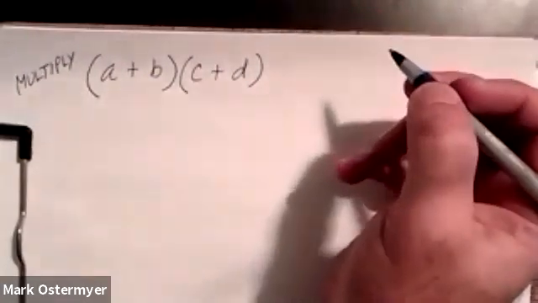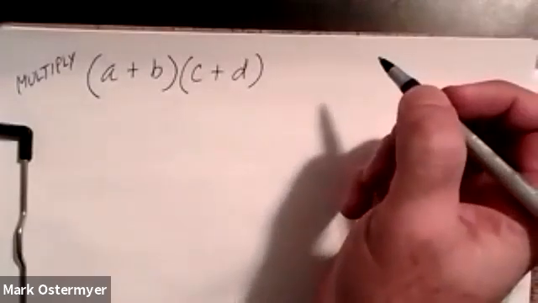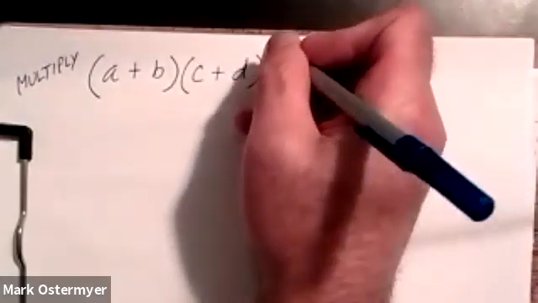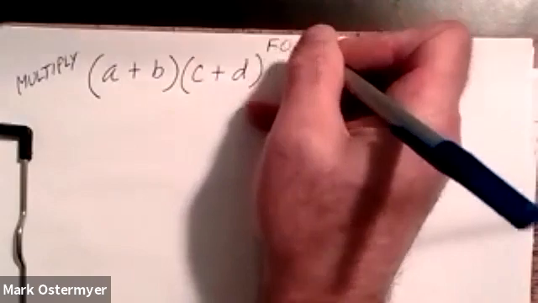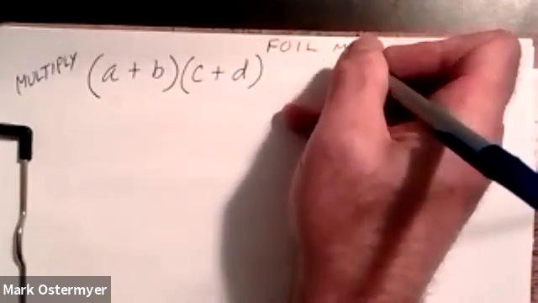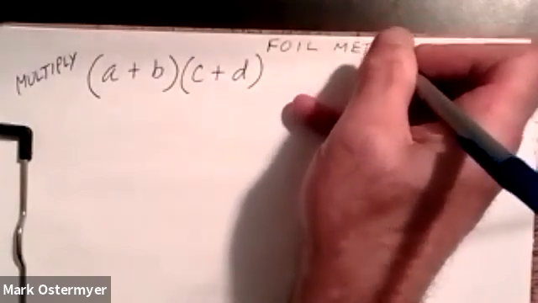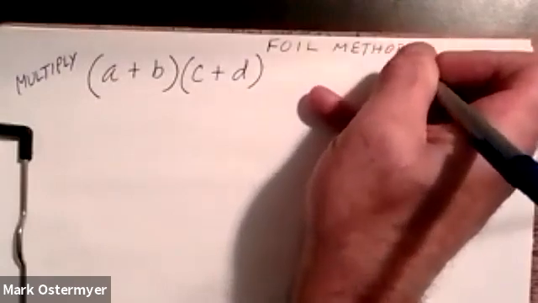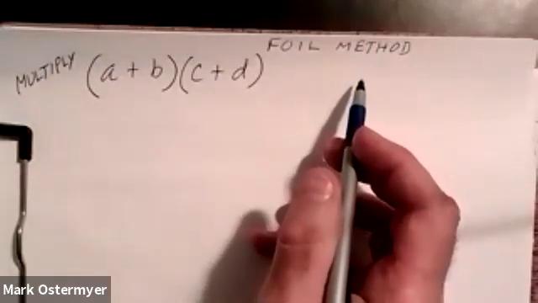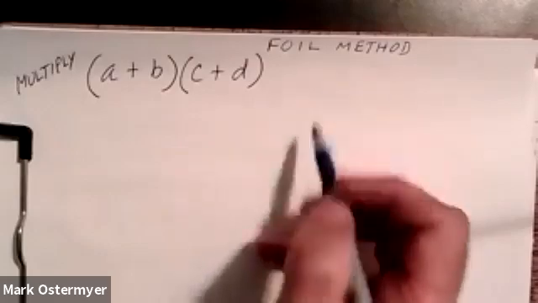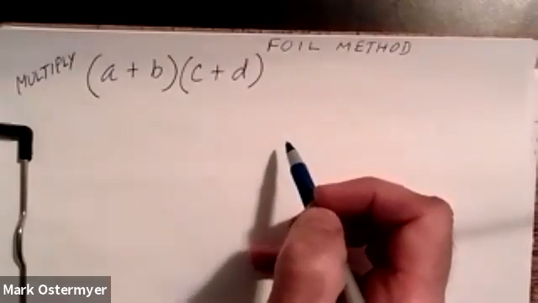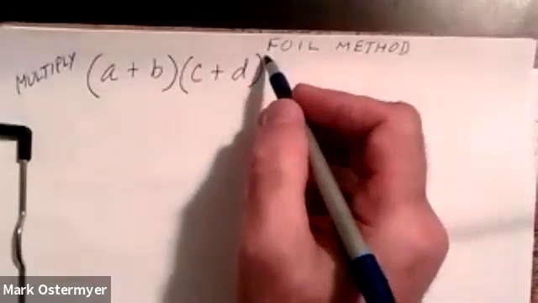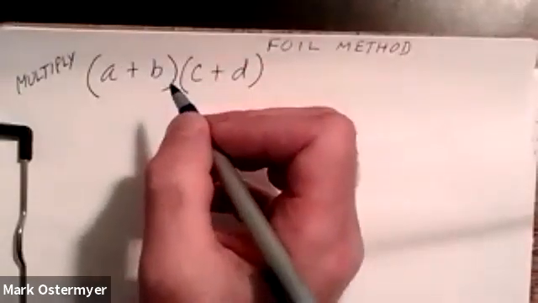All right, the first method for multiplying two binomials out, ladies and gentlemen, is called the FOIL method. And you will see why we call it the FOIL method. This is a very popular way to multiply binomials together, the FOIL method. All right, why do they call it the FOIL method? Well, here's what we do.